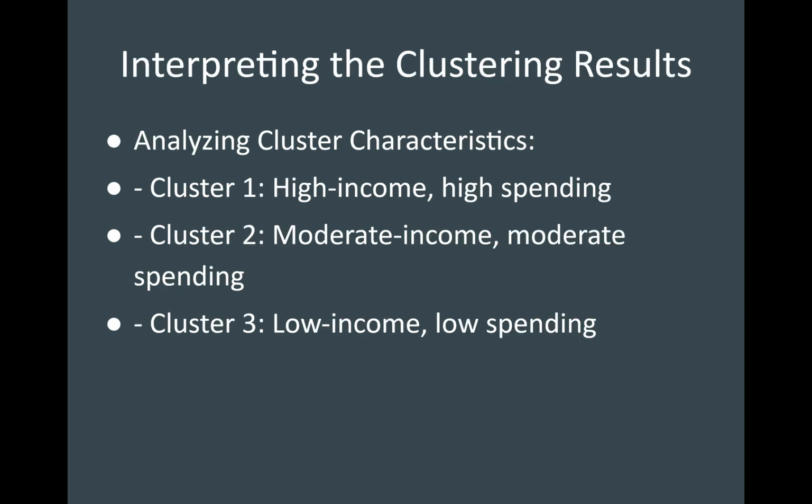Then is interpreting the clustering results. We analyze the cluster characteristics. Each cluster represents a unique customer segment. Examples of possible segments are: cluster 1, high-income customers with high spending scores; cluster 2, mid-income customers with moderate spending scores; and third, low-income customers with low spending scores.